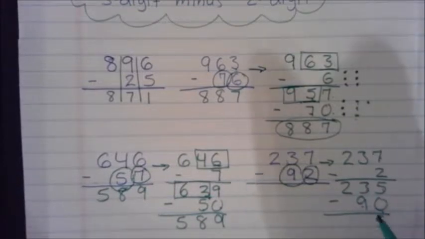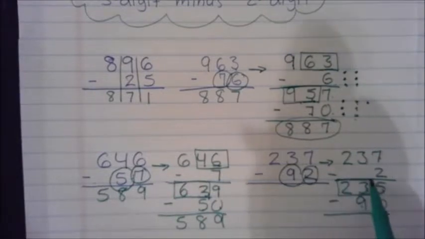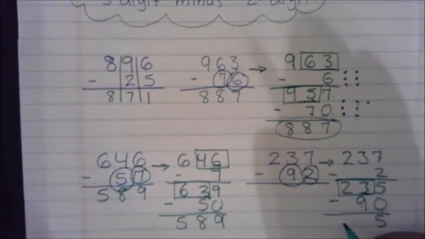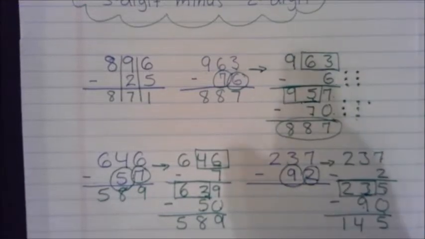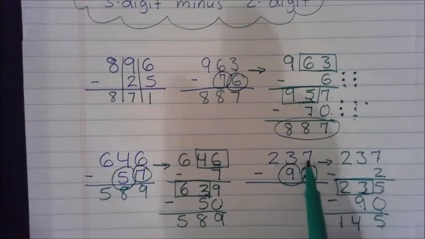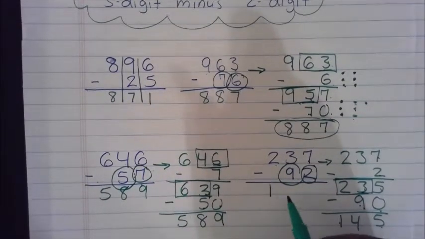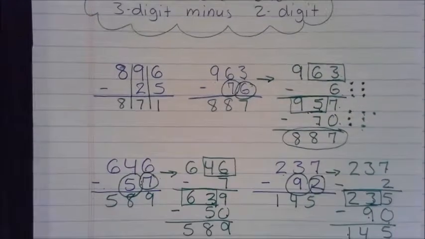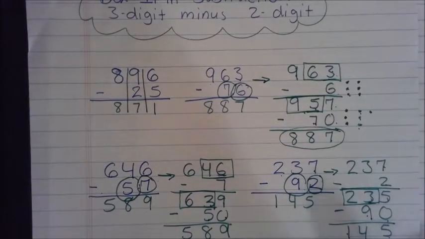So 5 minus 0 is, awesome, 5. 3 minus 9, right, you can't do that. So what do we do? Box in the next place with it. That turns that 3 into 23, and we can do 23 minus 9. Great, it equals 14. So I put it right here. And so we end up with 145. So the difference between 237 and 92 is 145. I hope that this will help you do 3-digit minus 2-digit subtraction.